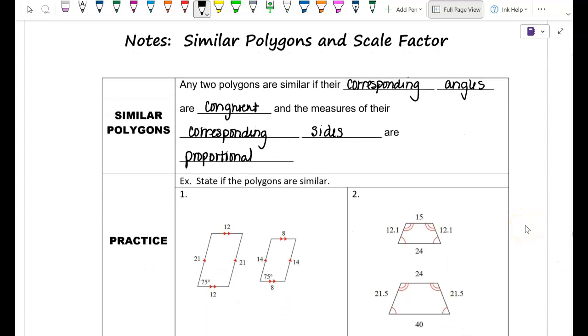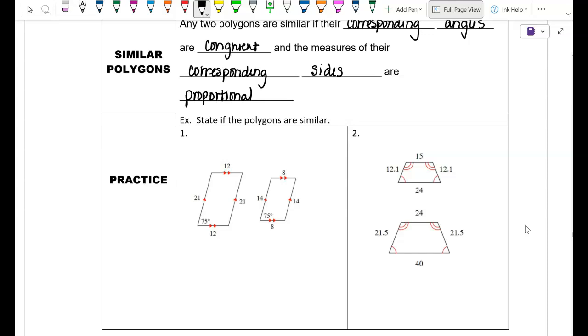So the first set of examples here are saying, state if the polygons are similar. Again, to say they are similar, they have to meet two criteria. The corresponding angles have to be congruent, and the corresponding sides have to be proportional. So we're going to talk about what that looks like. Now, in the first example here, they're giving me two parallelograms.